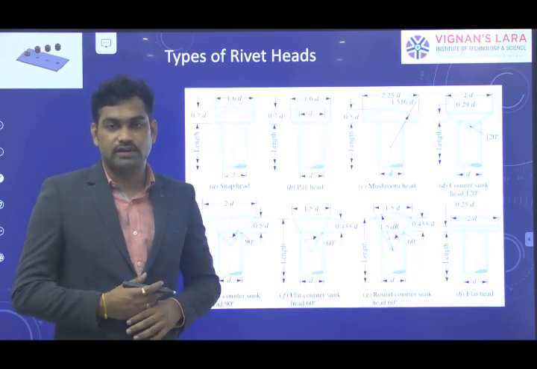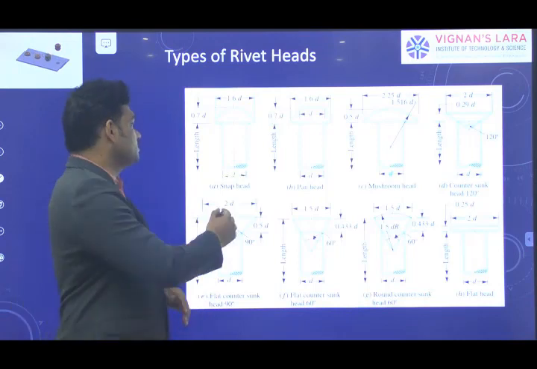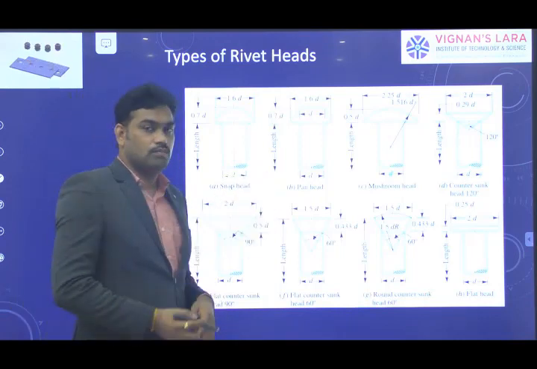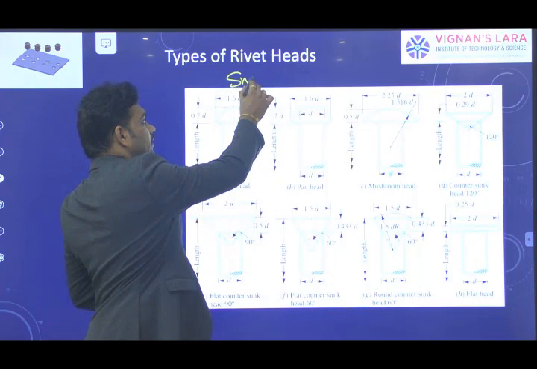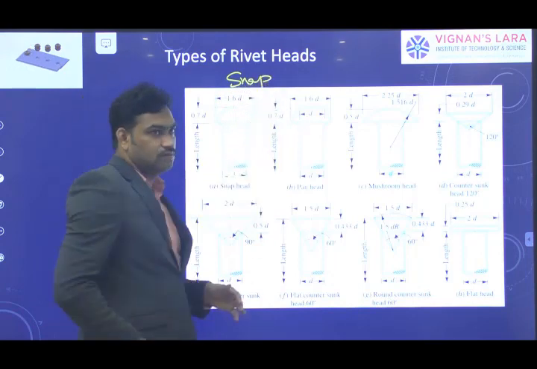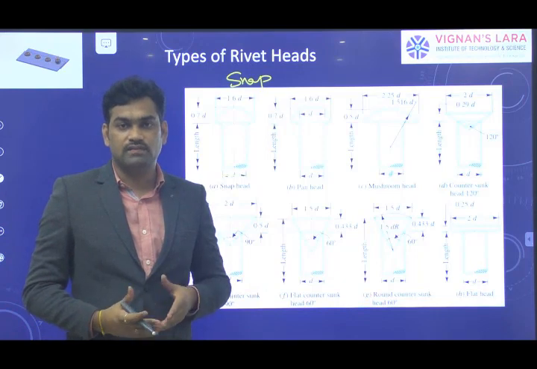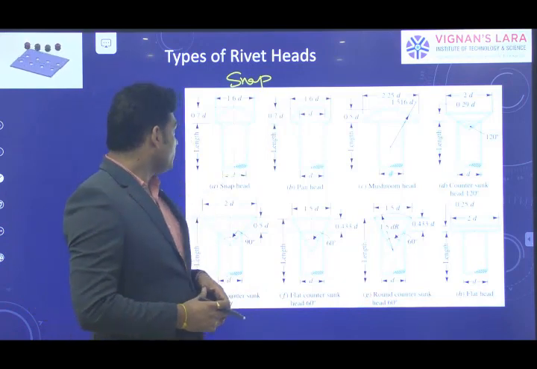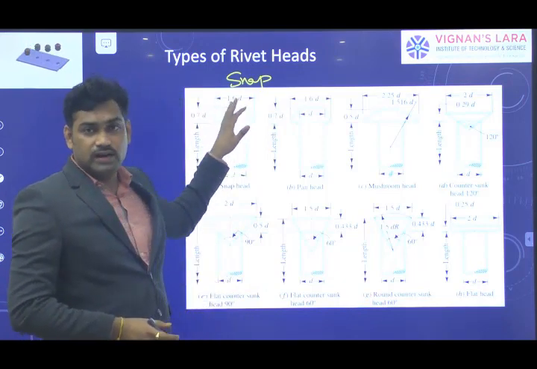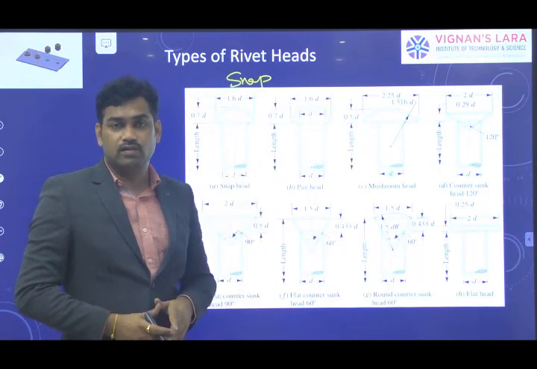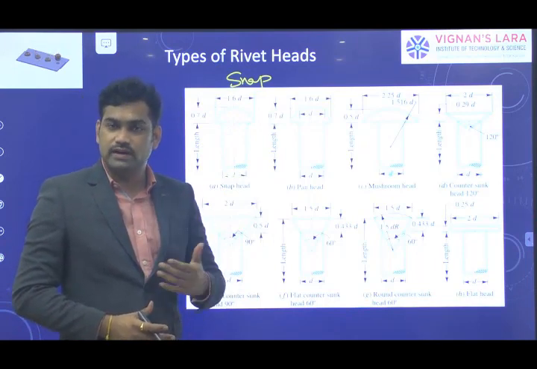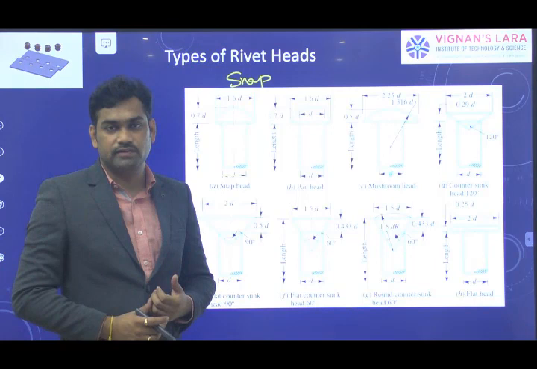Out of the different types of rivet heads, the most commonly used is the snap head, which is a round semicircular head for the rivet, with a height of 0.7 d and a width diameter of 1.6 times d, where d stands for the diameter of the rivet.